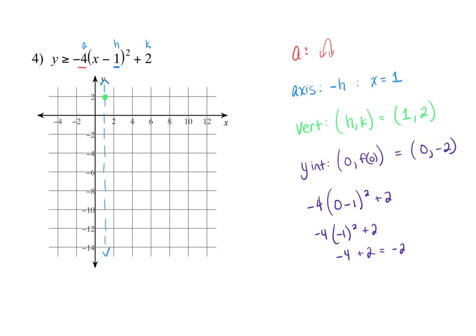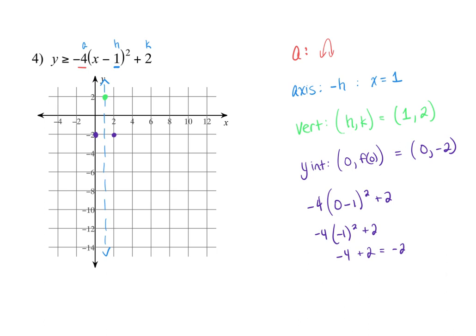I'm going to graph my y-intercept, which is at 0, negative 2, which is right here. And then I'm going to mirror that. So it's a half a block. It's just 1 unit away from my axis. So I'm going to go over here and mirror that right there.